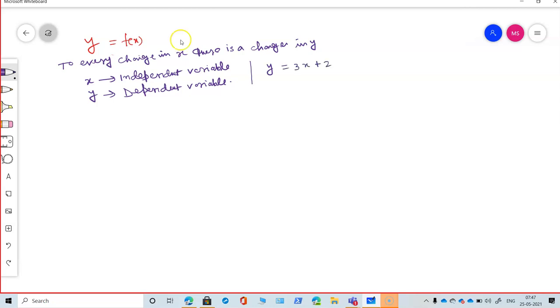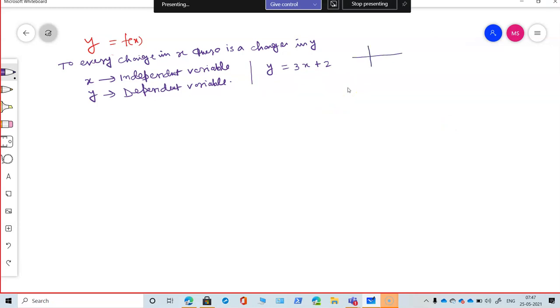Y is a function of x here, y equal to 3x plus 2. Why? Because to every change in x there is a change in y. If you note down the changes here, just giving one example, for 0 it is 2, for 1 it is 5, for -1 it is -1, for 2 it is 8.